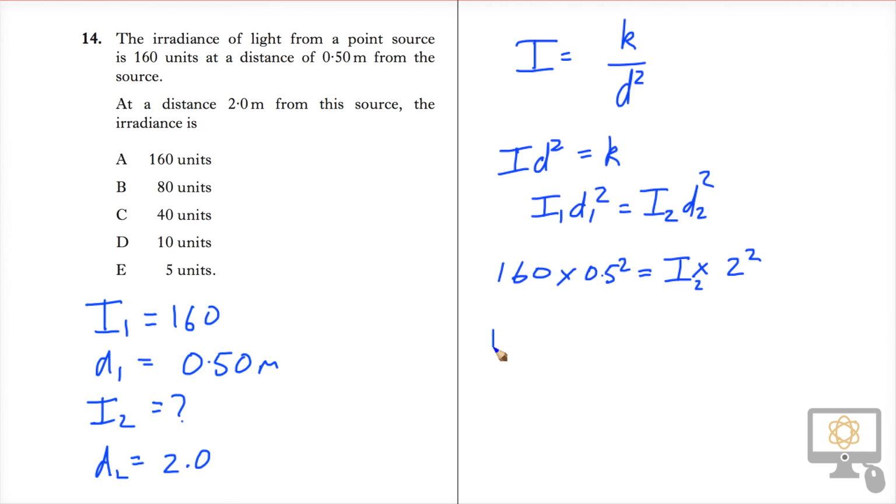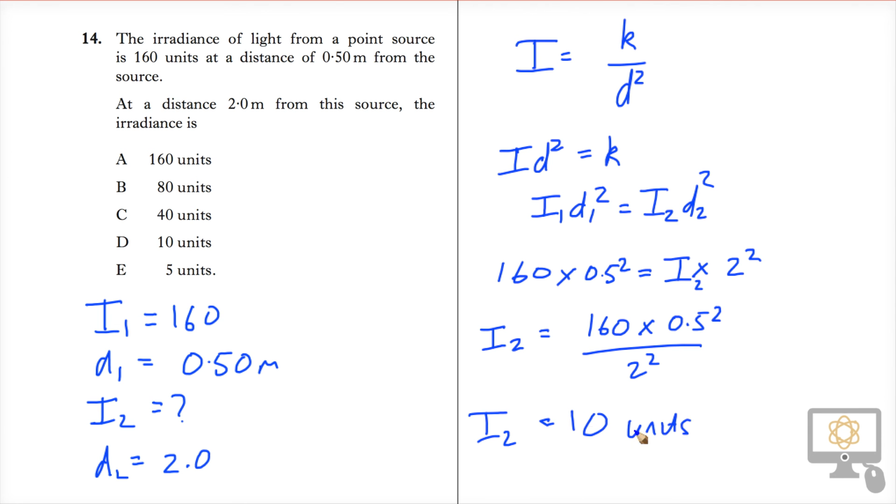Okay, so we can rearrange for I2. I2 is equal to 160 times 0.5 squared divided by 2 squared. And so when we do that on the calculator, we get I2 is equal to 10 units. And so that would mean our answer has to be D.